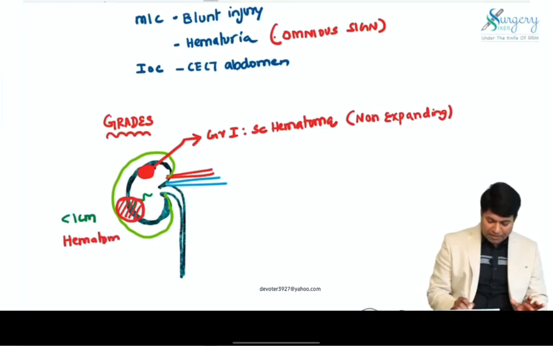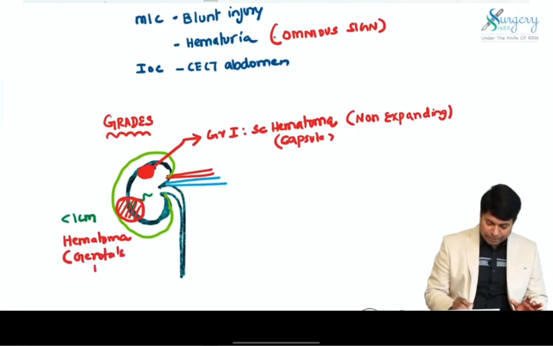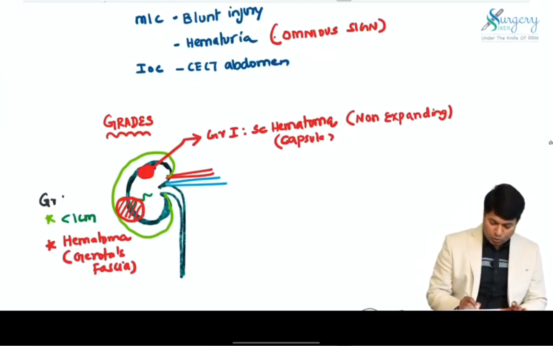Previously the hematoma was confined to the capsule. Now it is a hematoma confined to Gerota's fascia, and the laceration is less than 1 centimeter. So this is known as grade 2 injury. Please understand, it is very simple.